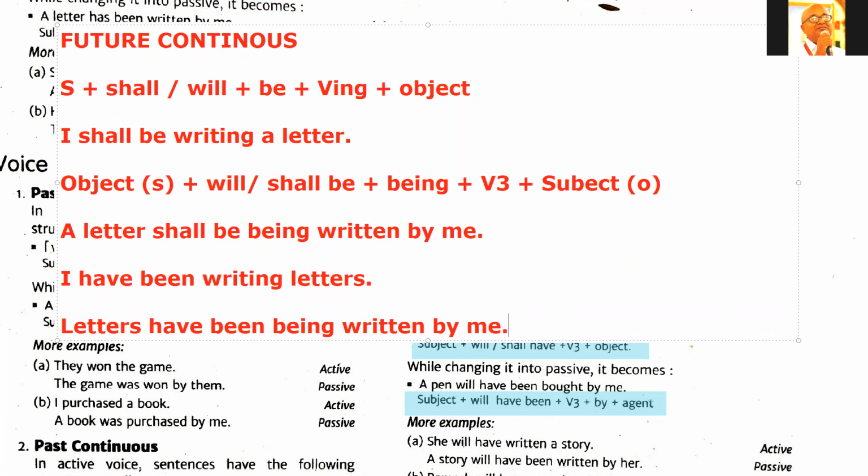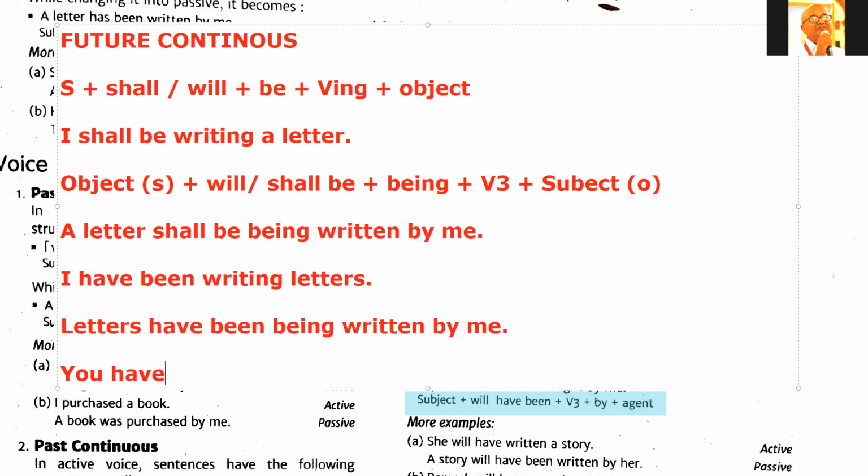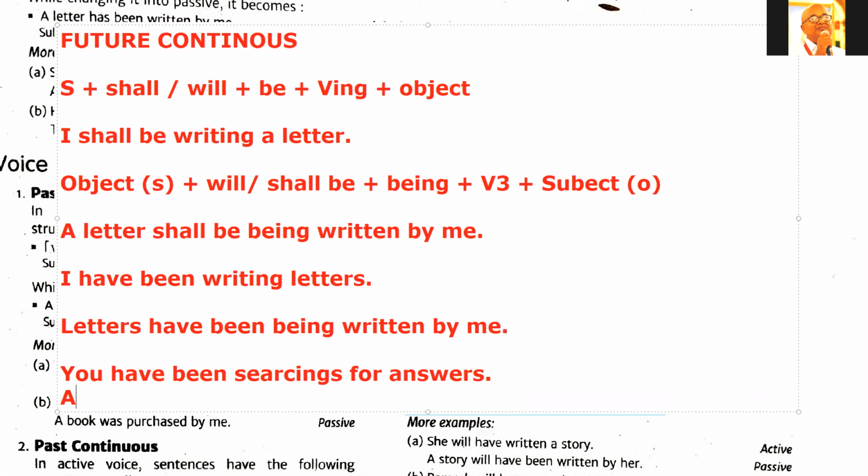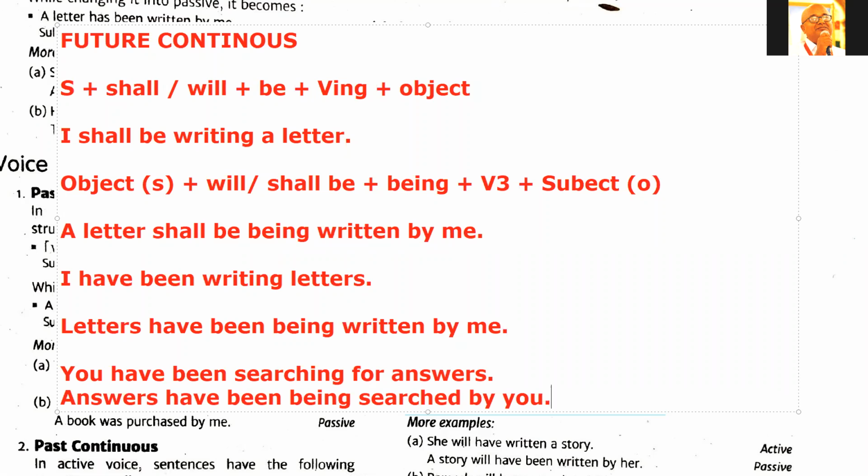This is another example. You have been searching for answers. So answers have been being searched by you. So this is how you make it.